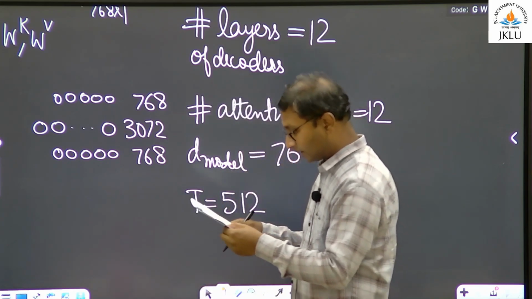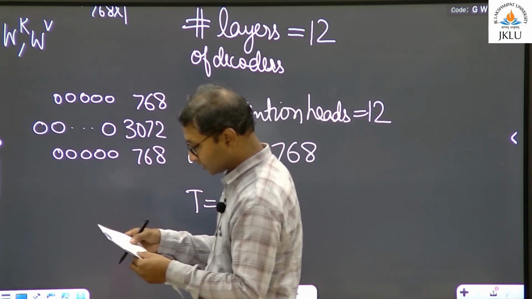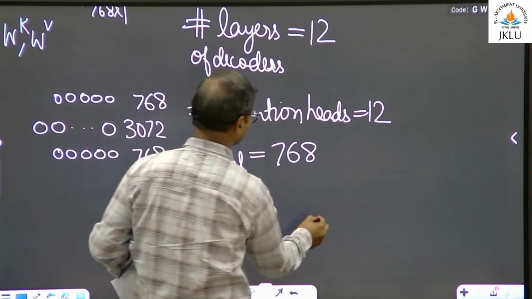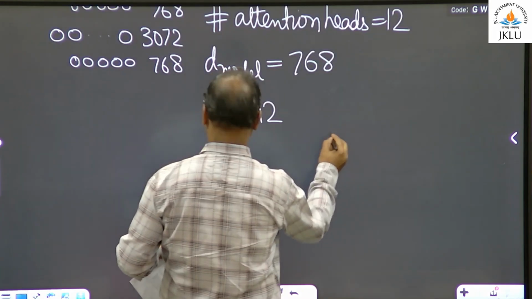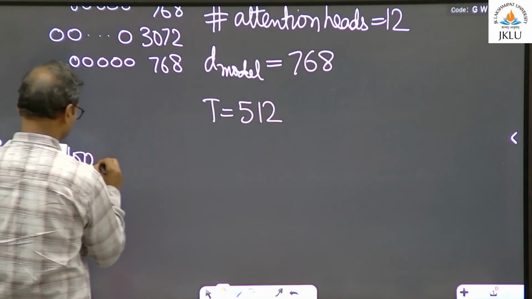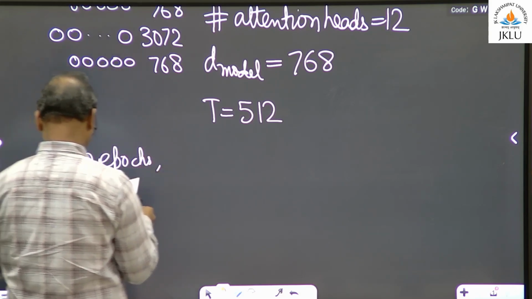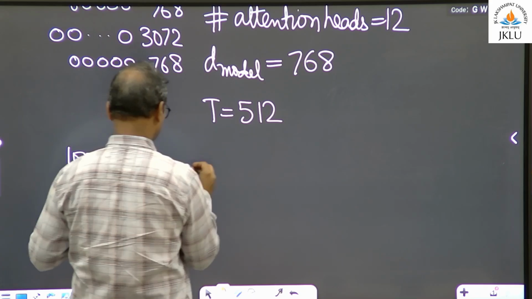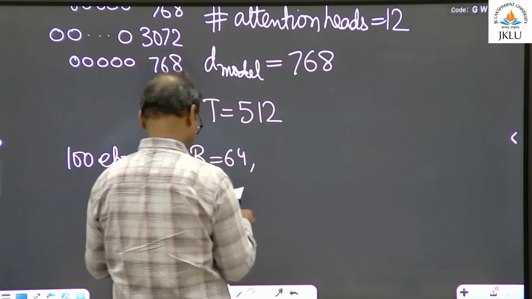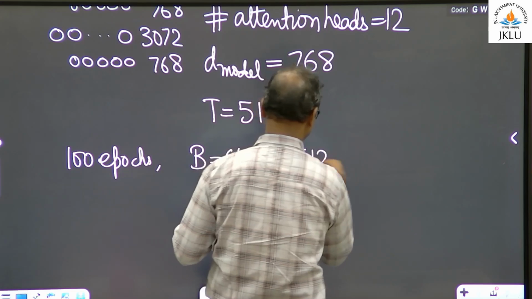So train for 100 epochs on mini batches of 64 randomly sampled contiguous. Okay, so we can start talking about training now. So they say they train for 100 epochs. Batch size is 64. T was 512.